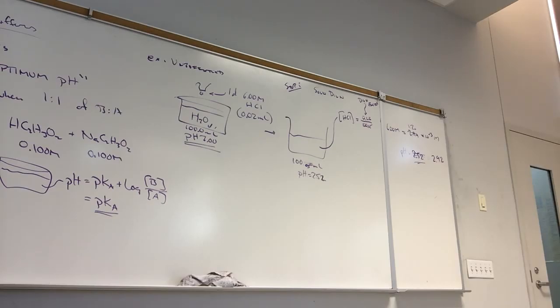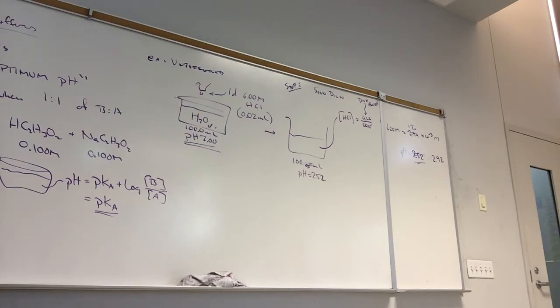For example, here this is closer to 7. If I take hypochlorous acid and something like sodium hypochlorite, in a 1-to-1 ratio, I'll get an optimum pH of 7.54. Over here, if I take something like phenol and sodium phenolate, I get a pH of 10 in a 1-to-1 ratio of those. And so these would be the optimum pHs.